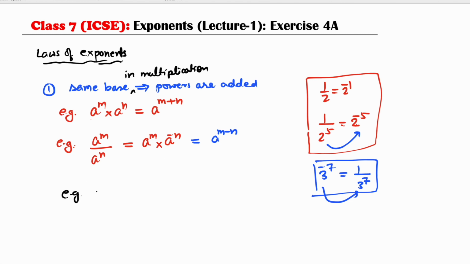Suppose we have written 2 to the power 10 into 4 to the power 3. Then what do we do? We write 2 to the power 10 into 2 to the power 6, since 4 is 2 squared and these powers get multiplied. We will study that later on. So this is 2 to the power 10 plus 6. Powers are added. So this is 2 to the power 16. Now come to the next point.